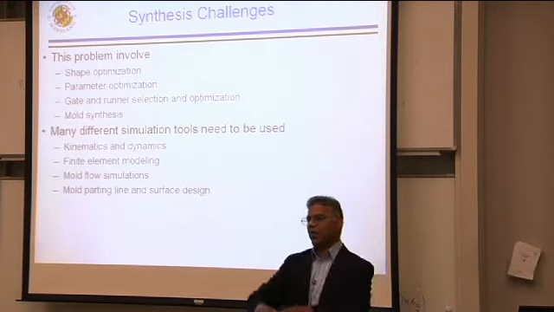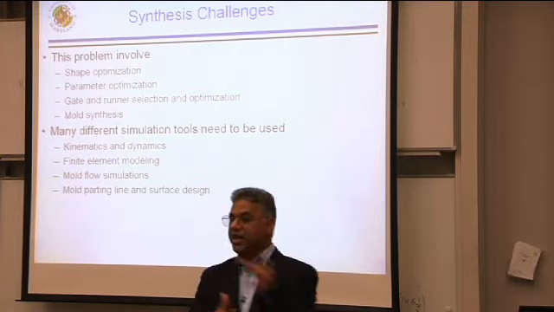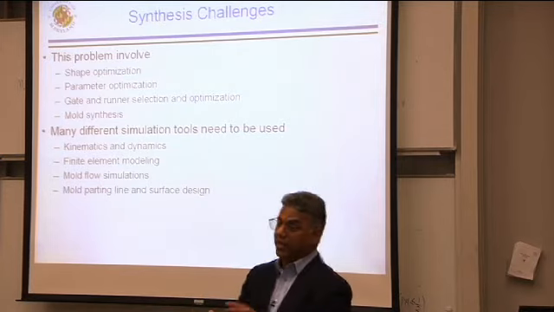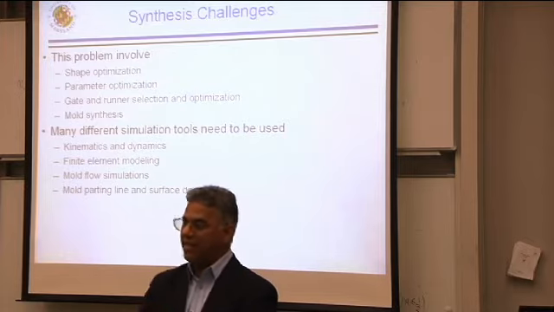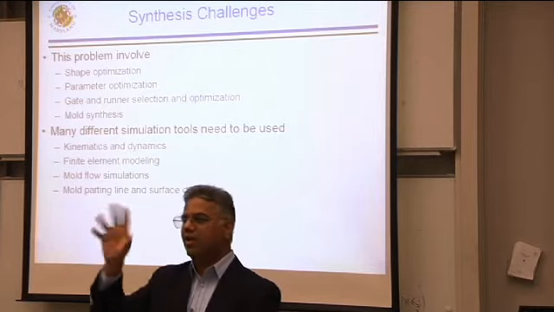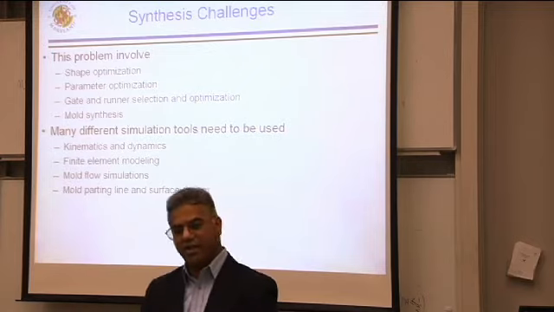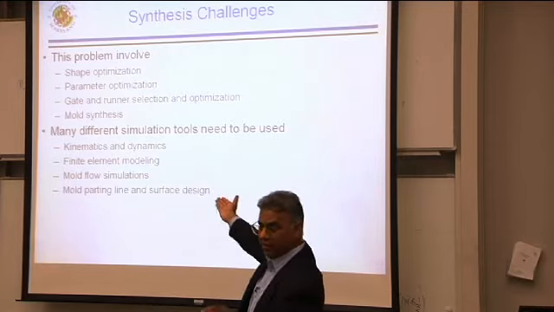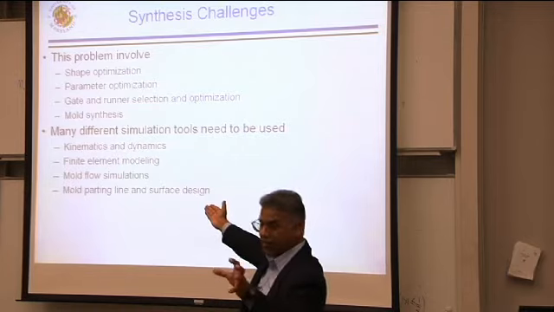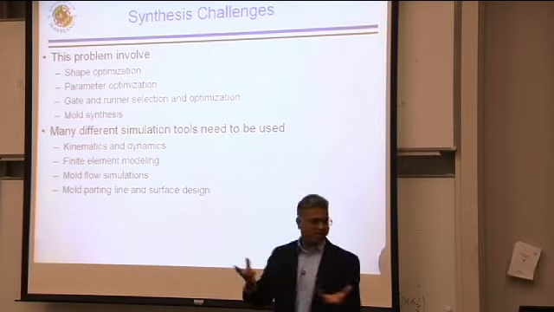Because on a drive mechanism structure, you're interested in finding the right shape, the right shape parameters. In this case, we knew that we were going to be using some kind of advanced polymer for making these things, so you have to worry about all kinds of molding constraints. Because if you come up with a very nice structure, but there is no way for you to mold it, or it creates a weld line that is going to cause a structural failure, then none of this is going to work out. So the problem involved sophisticated kinematics and dynamics of the mechanism, finite element modeling to make sure it is structurally sound, and all kinds of mold flow simulations and mold parting line and surface design simulations, right?